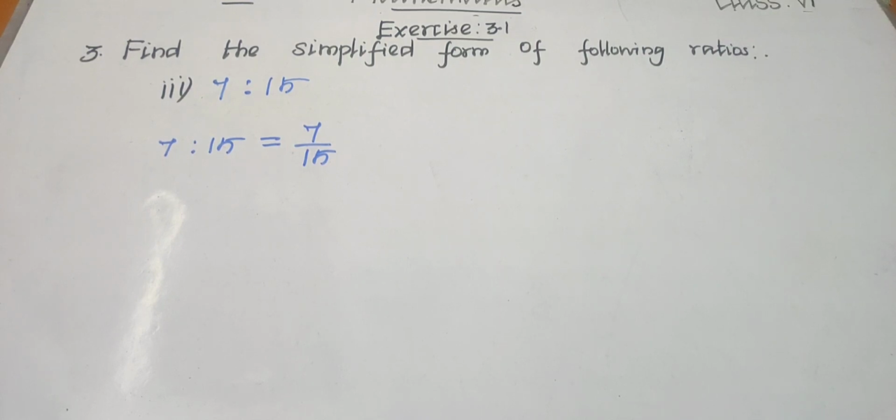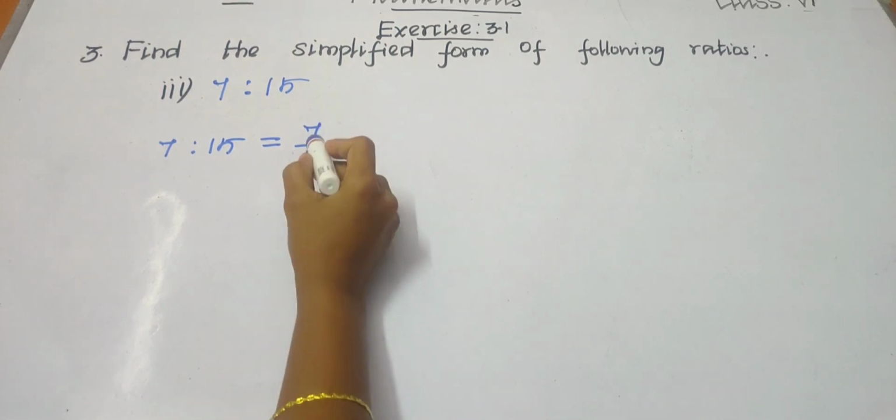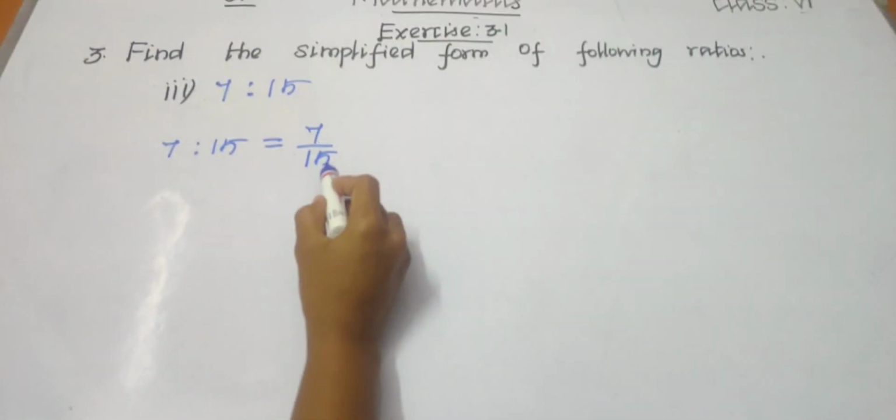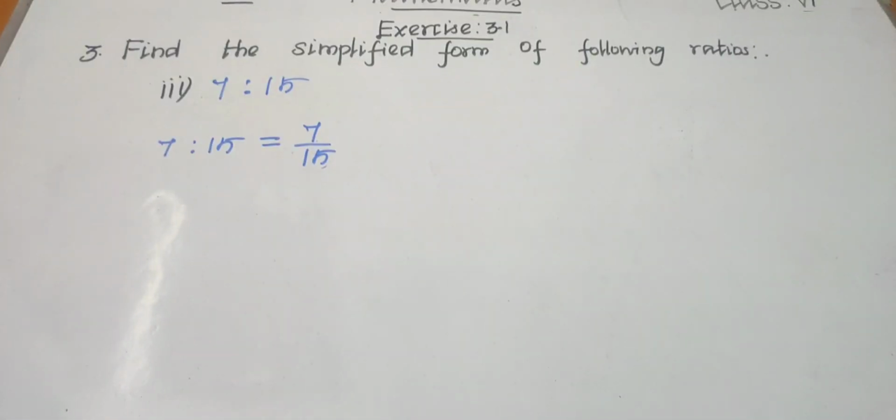So we need to check the units place, right? Here in units place we are having 7. Here in units place we are having 5. Can we get these numbers in the same table? No, right? We can't get this number in the same table. So how will you write the answer?